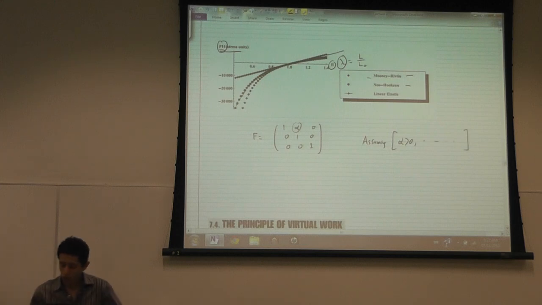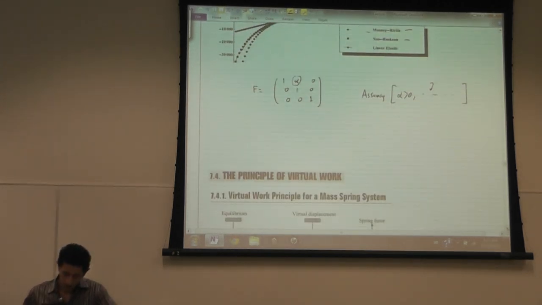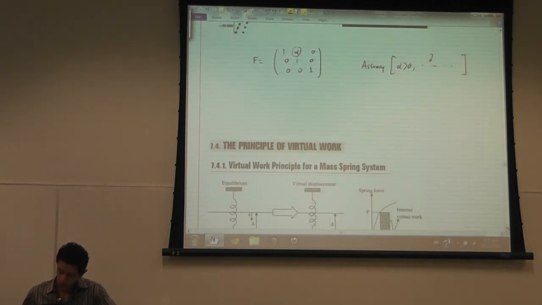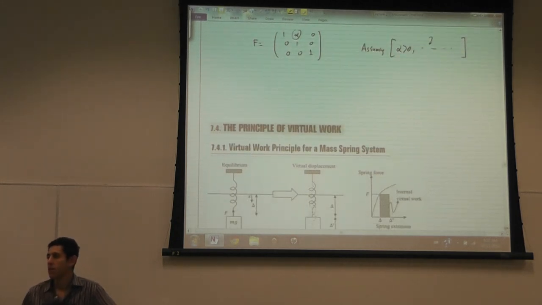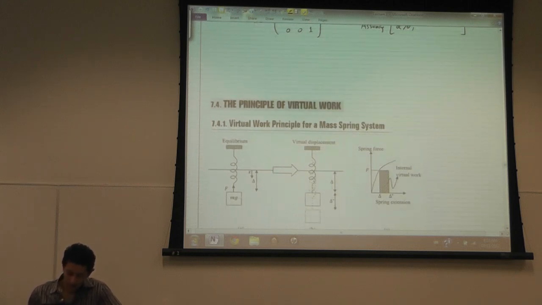But not everything works here, so I'll post a solution to that. Or do it by hand.